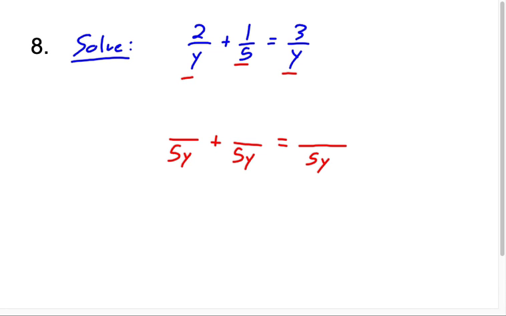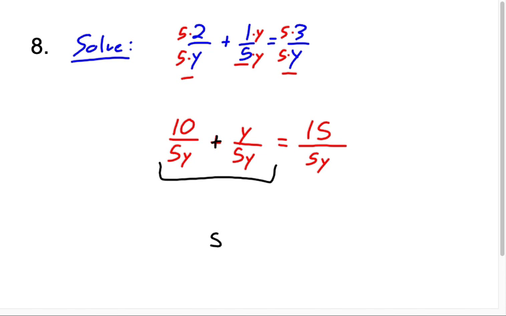How do I change the numerators? Over here, I had to multiply by a 5, so I multiply 2 by 5, and I get 10. Here, I had to multiply by a y, so I multiply the top by y, and I get just y. Over here, I had to multiply by a 5, so I multiply the top by 5, and I get 15. Now, because these have a common denominator on this side and I'm adding, this is going to be 10 plus y over the common denominator 5y. On the other side, I have 15 over 5y.